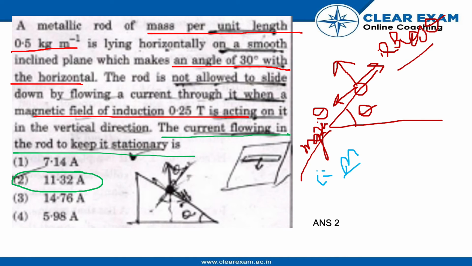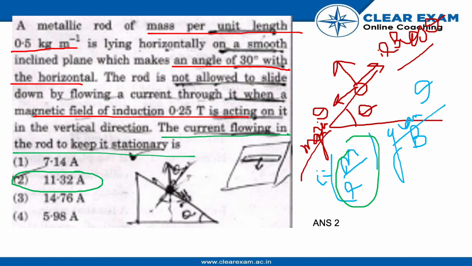I equals (m by L) times g tan theta by B.